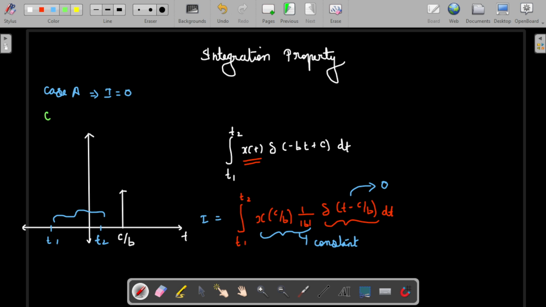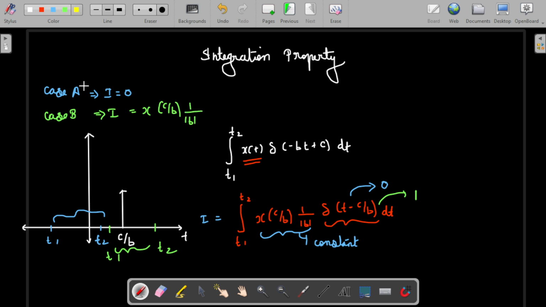So let me take case 2. I hope you guys are able to understand things. The t1 is here and the t2 is here. If you see, the impulse is between this area, so this value will be 1. Then the value I will be some constant. What will the constant be? I will be x of c by b, divided by modulus of b. This will be the value of the integration output.